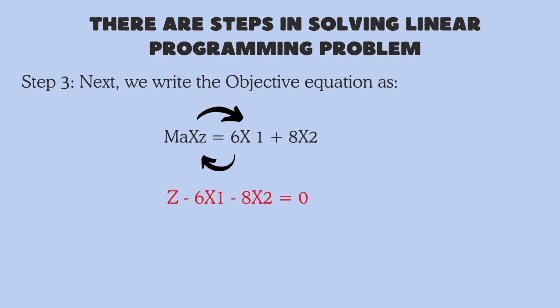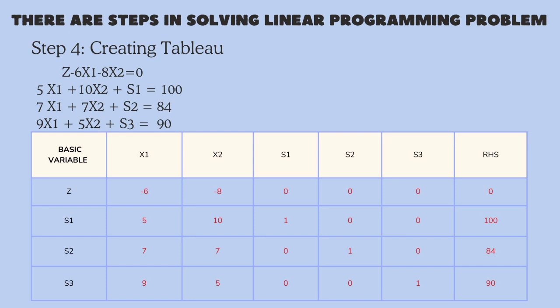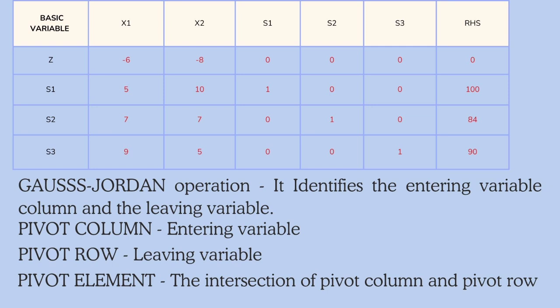So, next, we will create a tableau. These are the objective function and our constraints that we have written, where we will make a table. In the table, we have the basic variable column, and our respective variables x sub 1, x sub 2, s1, s2, s3, and RHS. And we will just transfer the values to our table. Where in Z, what is contained here is negative 6, negative 8, 0, 0, 0, and 0.